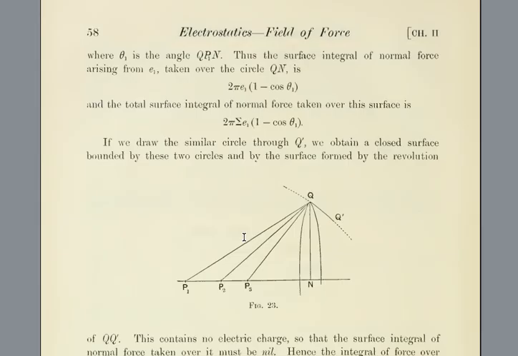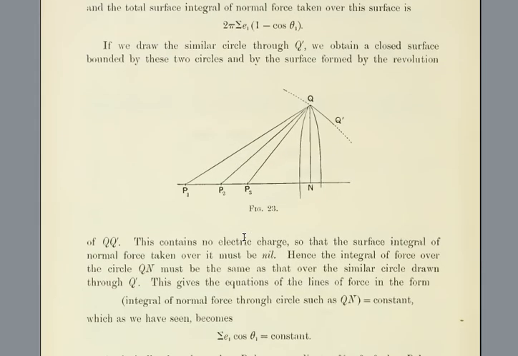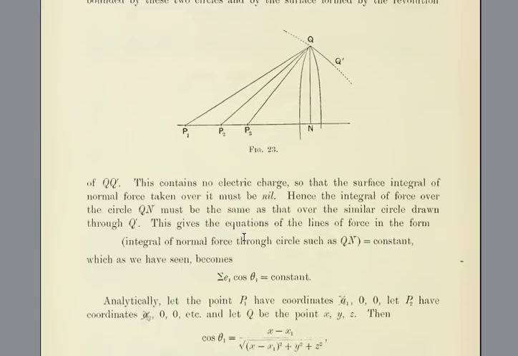If we draw a similar circle through Q prime, we obtain a closed surface bounded by these two circles and by the surface formed by the revolution of the segment QQ prime. This surface contains no electric charge, so that the surface integral of the normal force taken over it must be 0. Hence, the integral of the force over the circle Qn must be the same as that over the similar circle drawn through Q prime.